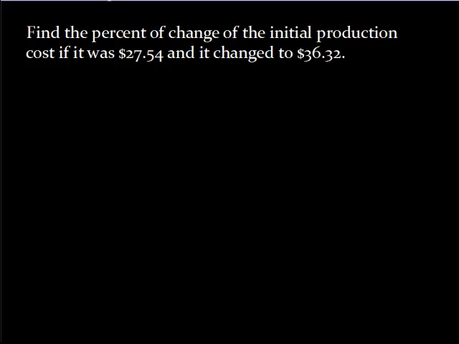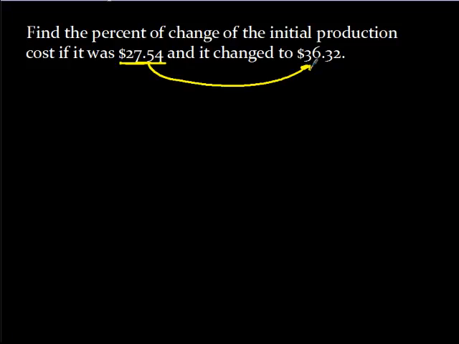Today we'll be looking at markups and markdowns. Our first problem reads, find the percentage of change of the initial production cost if it was $27.54 and it changed to $36.32. For this problem we're figuring out what percentage of this first number, or what the item was costing, was used to increase to our second number.